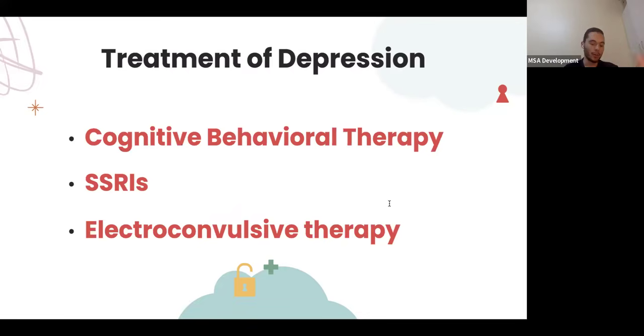Now for treatment of depression, we said CBT, SSRIs, and electroconvulsive therapy. We added some monoamine oxidase inhibitors for atypical depression, or we said transcranial magnetic stimulation for hypofrontality. All of those are good. All good?